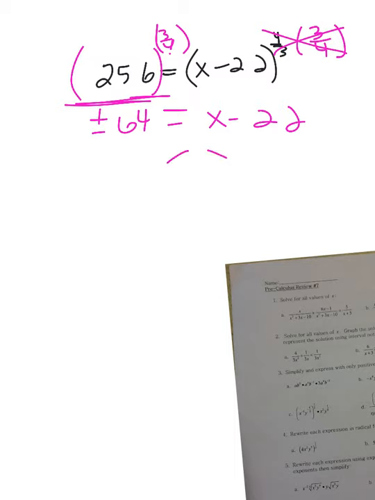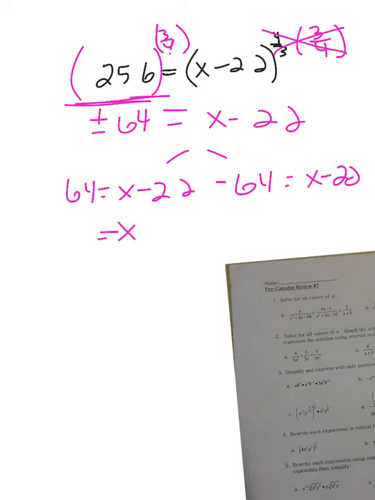All right, so now I'm going to split it. I have 64 equals x minus 22, and negative 64 equals x minus 22. I'm going to add 22 to both sides. I get 86. And over here, I add 22 to both sides, and I get negative 42. Now you have to check it.